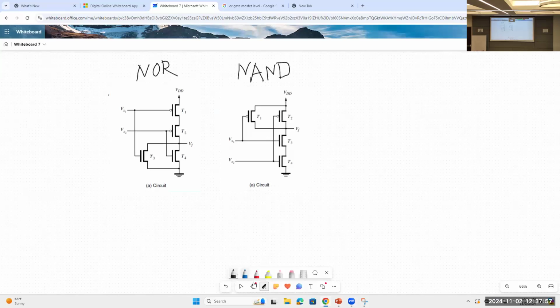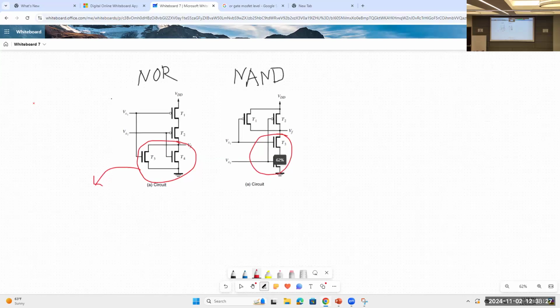Okay, so let's focus on this portion where there are only NMOSes, and here as well. How are these NMOSes connected? I mean, series or parallel? Parallel, exactly. This is a parallel connection. And in the NAND gate, it's connected in series.